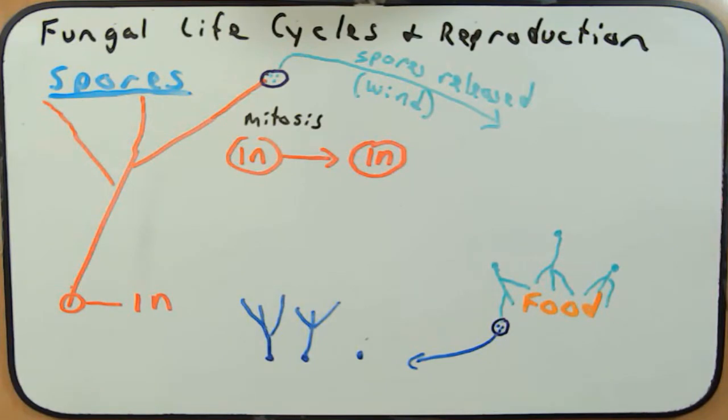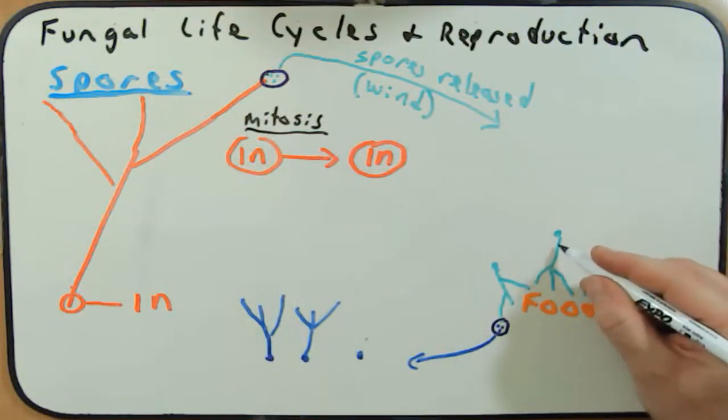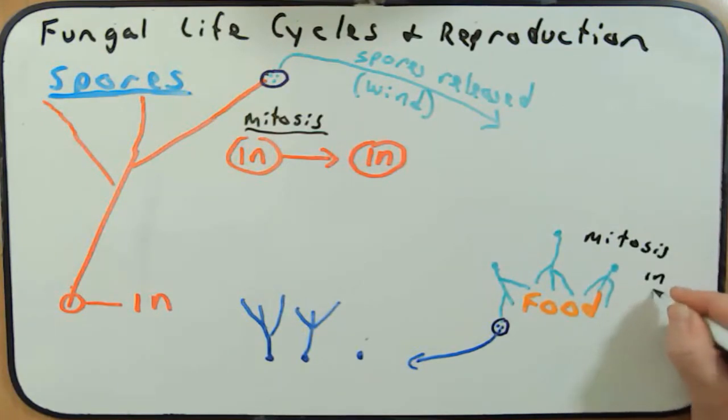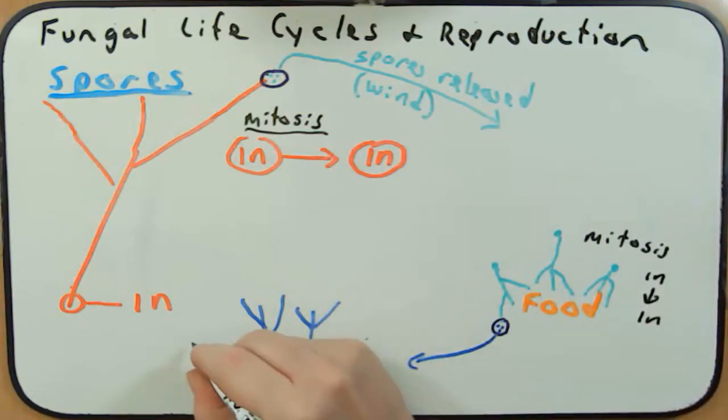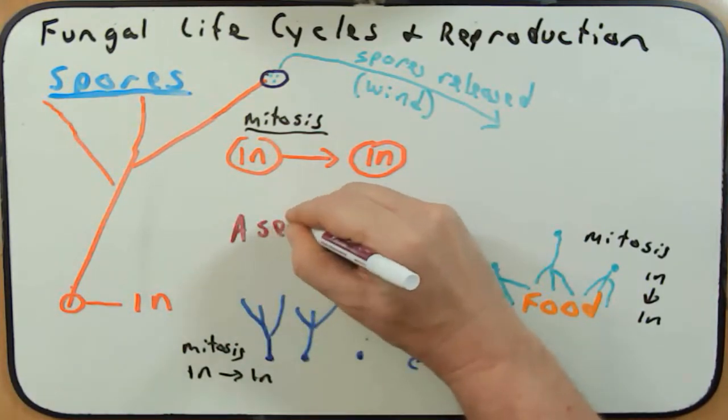Now, if it doesn't land near food, remember that these spores can last for quite a long time. Depending on the species, it varies on how long they can last. But certainly in some species, they can last several years. And I should also point out here, remember, as these spores germinate and begin to form these hyphae, that's all growth by mitosis, going from 1N to 1N. And same thing here. These are growing by mitosis, 1N to 1N, haploid to haploid. Now, what I've described here is asexual reproduction.